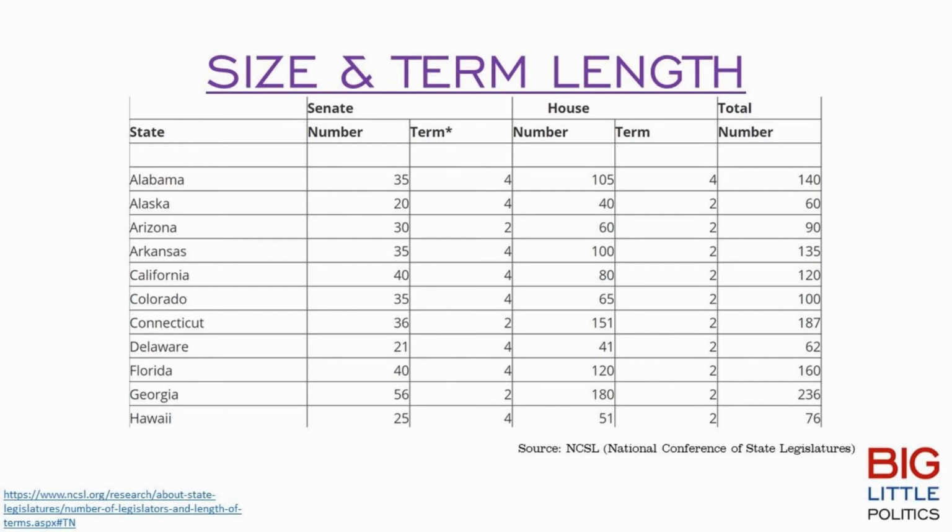Sometimes the Senate, which is the upper house, will be 4, and the House of Representatives will be 2. Sometimes they're both 4, sometimes they're both 2. Here in Connecticut, we see they're both 2. But one thing I want to point out is this number.